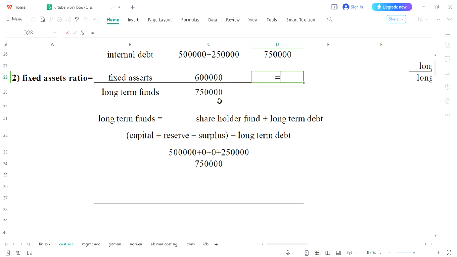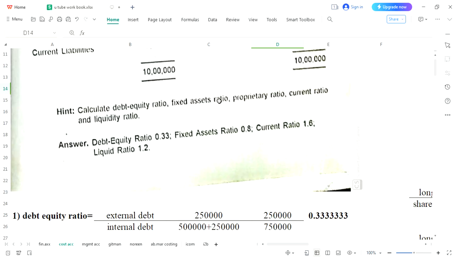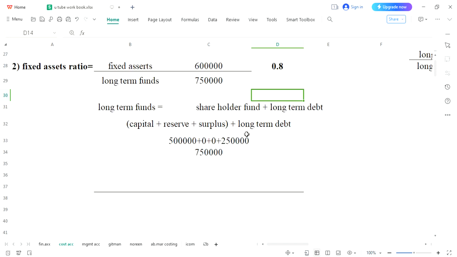Now we are ready to put them on the calculator. Fixed assets 6 divided by long-term funds 75. So we have got the answer 0.8. Look over here, 0.8 fixed asset ratio. It means the second answer has also been calculated.